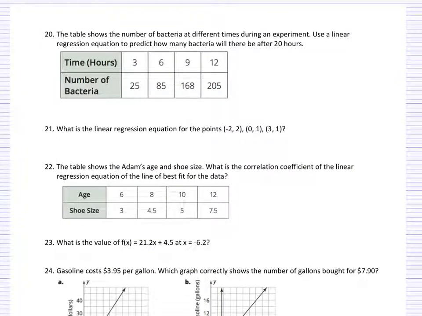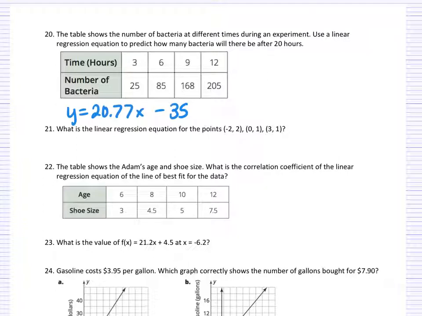Number 20, again, we need to find the linear regression equation. The same steps we used on number 19, so those steps you can use for 19 and 20 and 21, and it looks like for number 22 also. So number 20, once I type in all that information, go over to stat and run my linear regression, I should get a linear regression equation of y equals 20.77x minus 35.